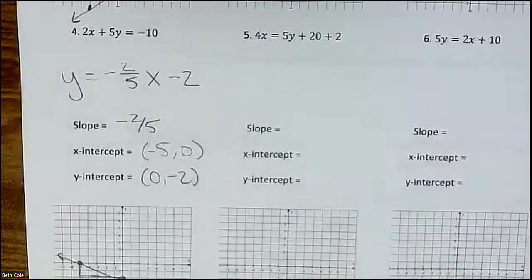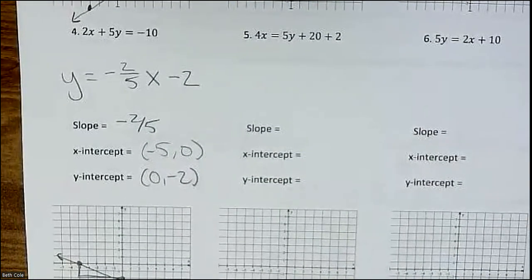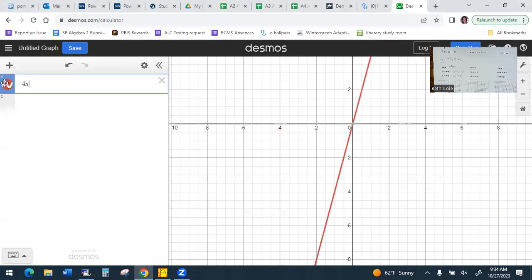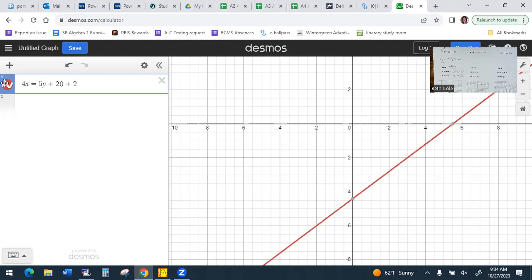All right, looking at the next one. Let me share my screen. Can you guys stick with me? If you keep sticking with me, I'll skip a couple of these because I won't make you do all of them if you're all paying attention and you've got it. We don't need to do every single one, okay? Let's do this one though. 4x equals 5y plus 20 plus 2. It should just be plus 22.